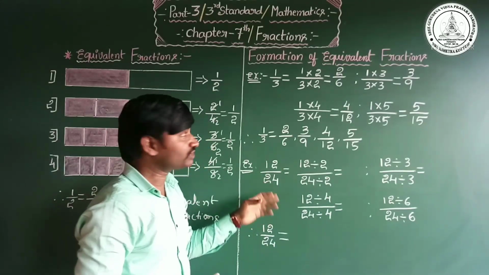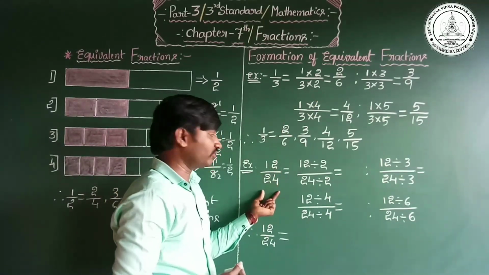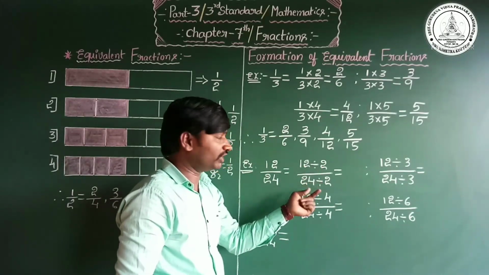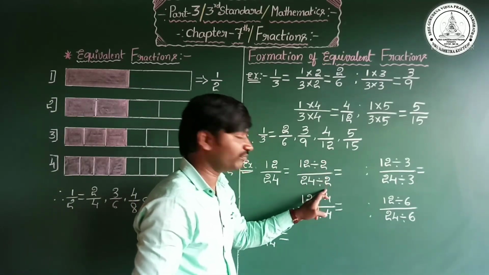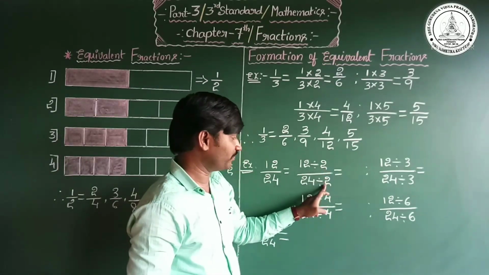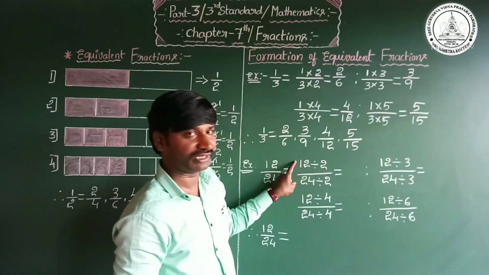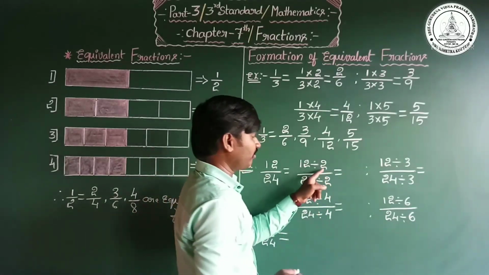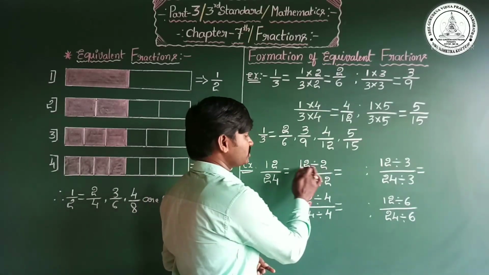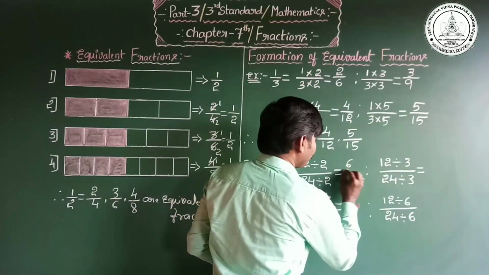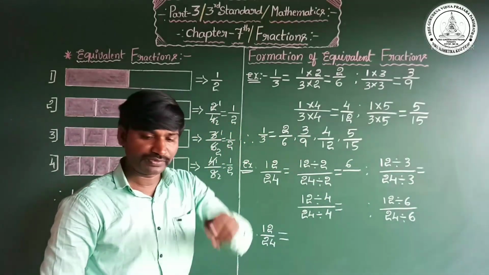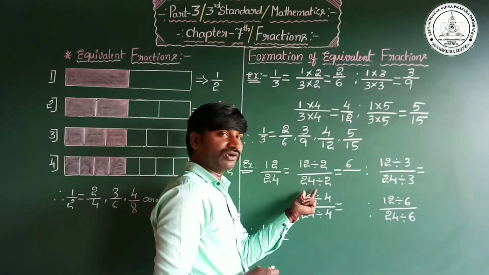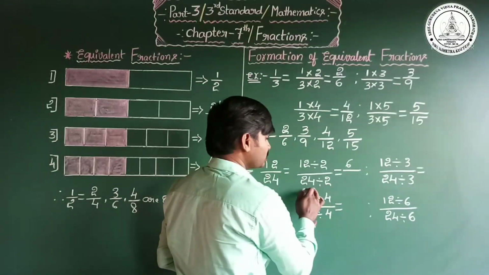The next method: the given fraction is 12 by 24. To get equivalent fractions of 12 by 24, use the dividing method. You divide the numerator and denominator by the same number, here 2 by 2. 12 divided by 2, how much, dear student? 2 sixes are 12. The next, 2 how much is 24? 2 twelves are 24.